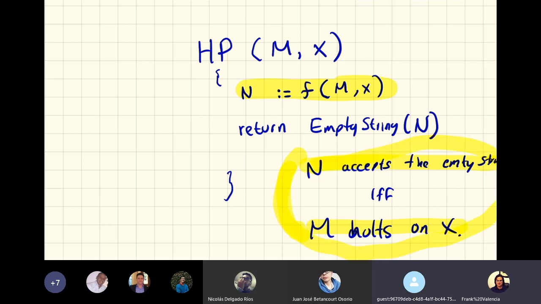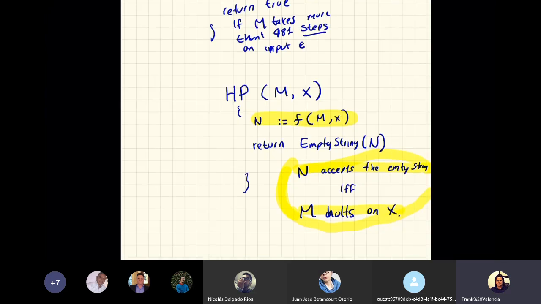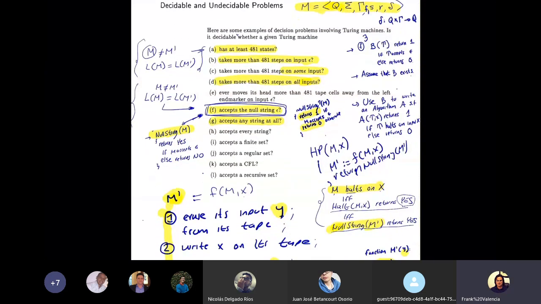We want to change m into n in such a way that this holds, assuming that the empty string problem is decidable. If you assume that this is decidable and this property holds, then this problem will be decidable, you see, right? Because you execute this and then you execute this, and if this property holds, that means that the halting problem will be solved, because that means that m halts on x. So if n doesn't accept the empty string, m doesn't halt on x, and if it accepts, then it halts on x. So the trick is how to do that. Okay.